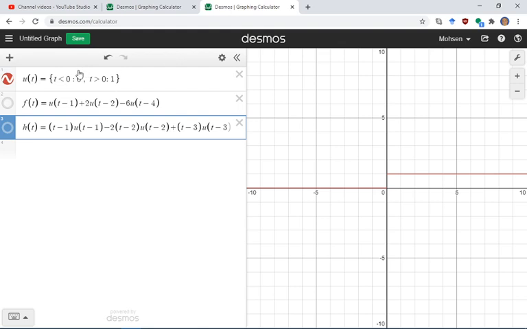First of all, how do we define a piecewise defined function on Desmos? The notation is a little bit different from what we had for functions. Essentially, you're packing several different functions into one. So this is how it's written.